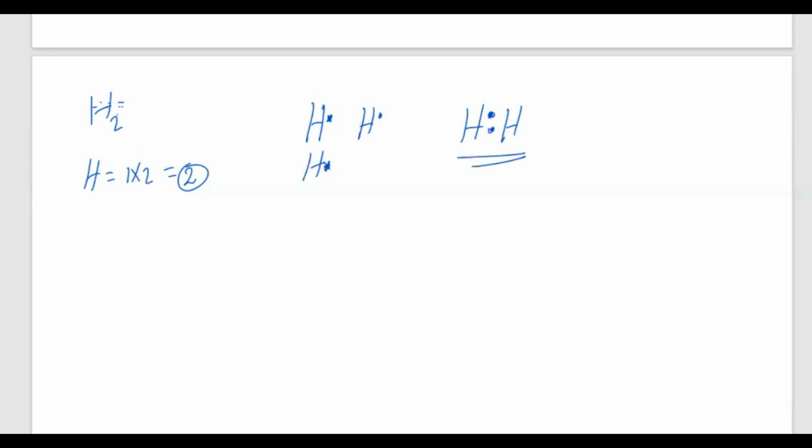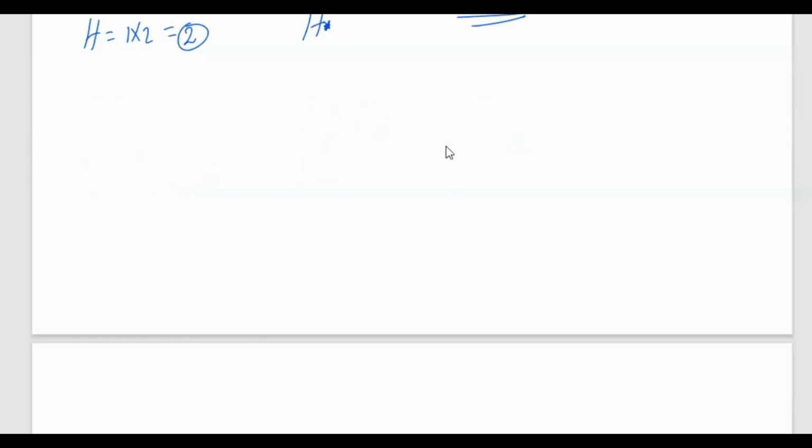So at least you have to know how to draw the Lewis diagram of hydrogen, fluoride, water. Yes, I'm going to talk about the water. I'm going to talk about the ammonia, and then I'm going to talk about the dative bonding. Yeah, because that is what is going to cost you a lot of marks.